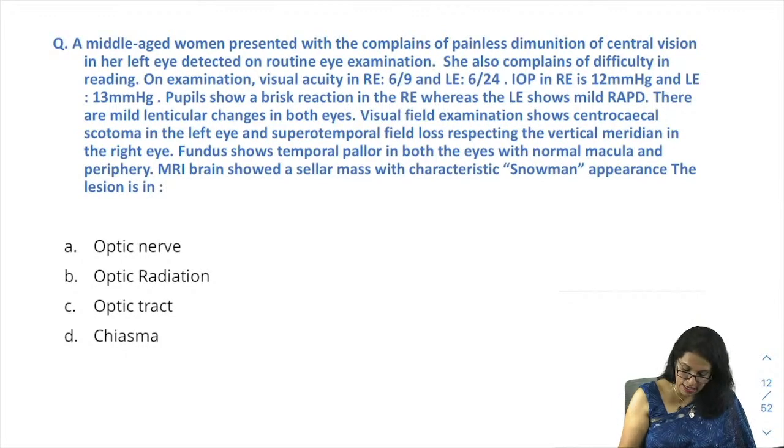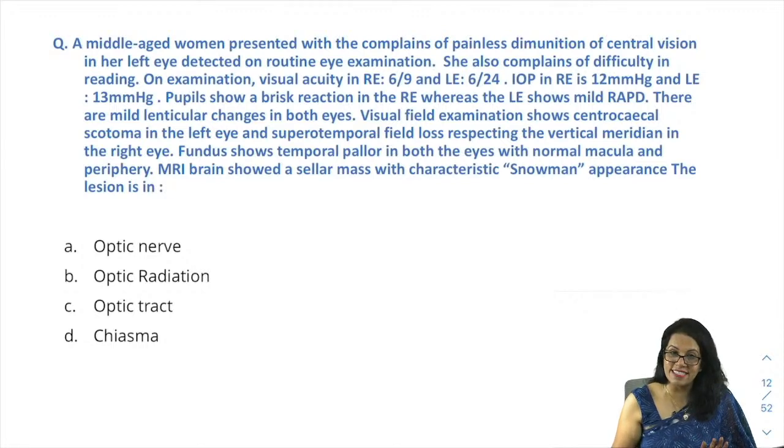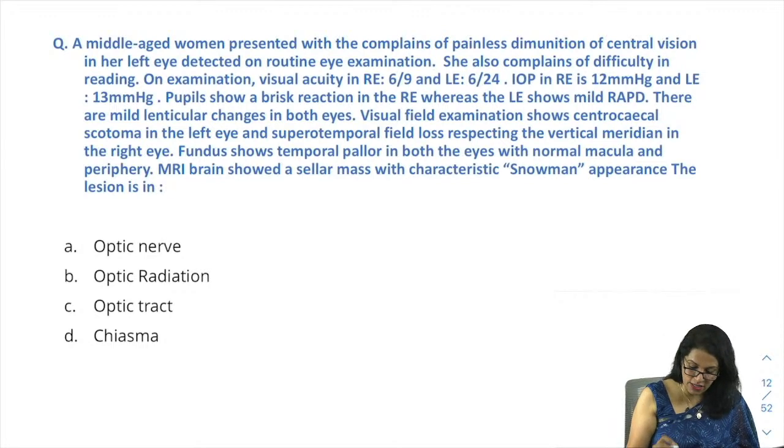What was the last line? The lesion is in. Okay, where is the lesion? We have to think on the neuro of that term: optic nerve, optic radiation, optic tract, chiasma. We have to find the site of lesion. Okay, now let's read the question.